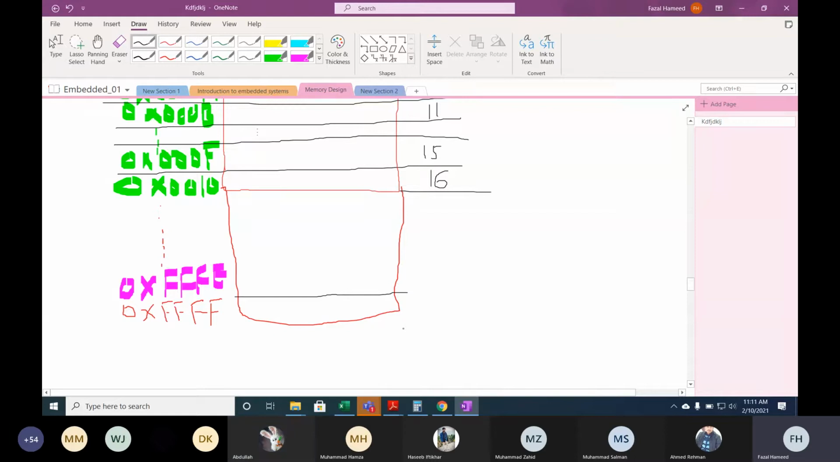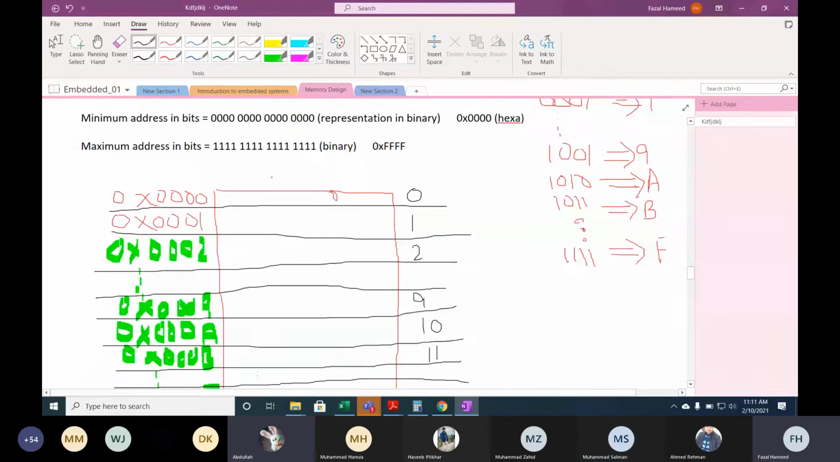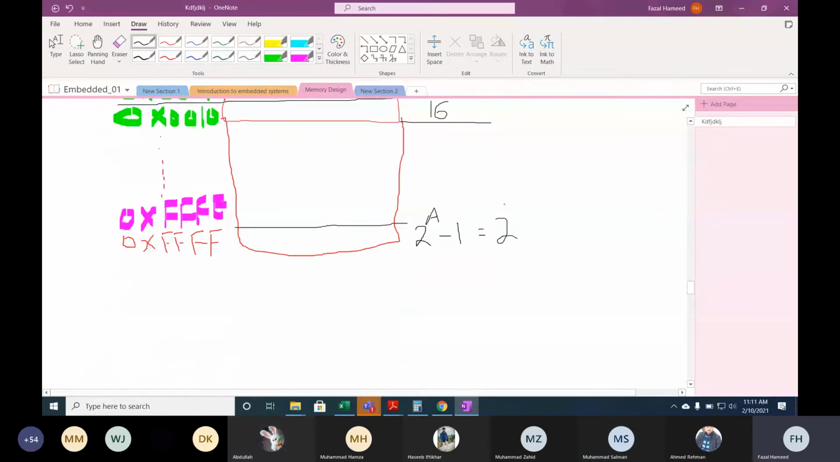The last address in decimal is always 2 raised to the power A minus 1. I gave you an example of a 3-bit architecture. What is A in this particular example? 16. So 2 raised to the power 16 minus 1. 2 raised to the power 16 is 65,536, so the last address is 65,535. What is the second last address in decimal?